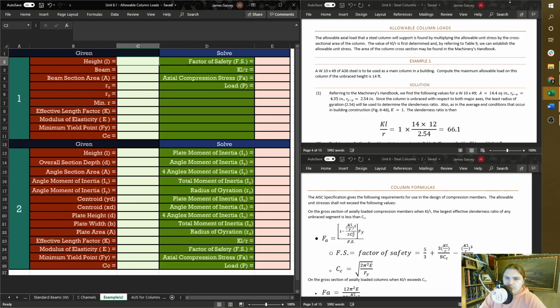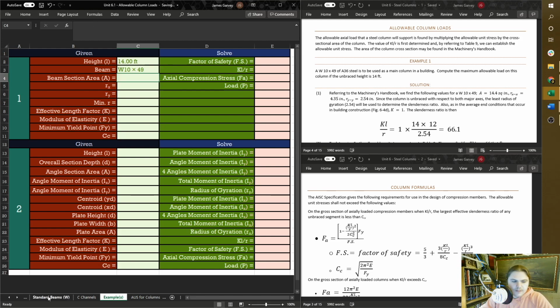So per usual, we're going to start with example 1 and fill out our givens, and then I'll walk you through the math on each of those points. So reading example 1, we know we have a beam of 14 feet long, and the beam section is a 10 by 49. I've sorted this by weight, so you should just have to scroll down until you find the 49. And then we'll jump over to our table.